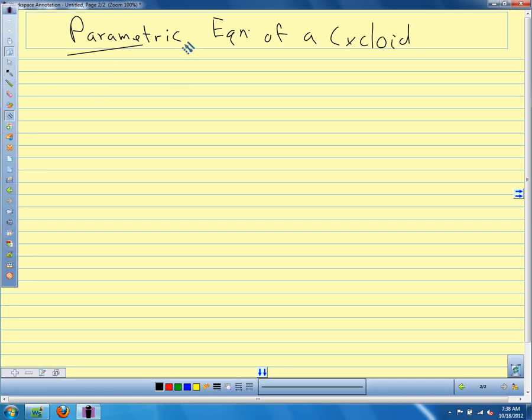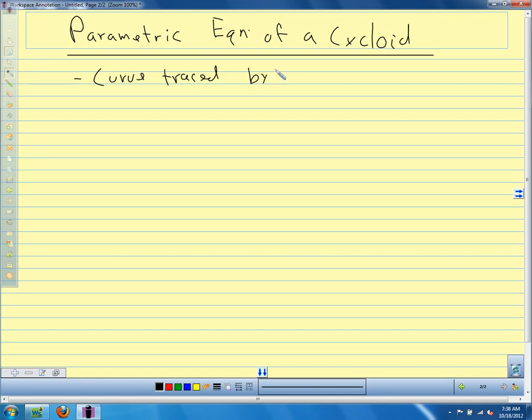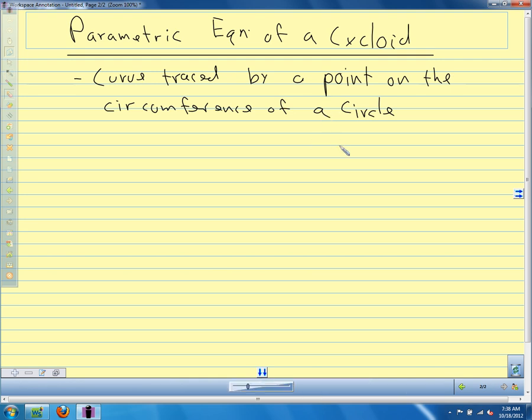And Chris said something about cycloid. How did you describe it, Chris? Cycloid? So a cycloid, it kind of did this curvy thing with his fingers. A cycloid is the curve traced by a point on the circumference of a circle that is rolling in a straight line. So the point is on the circle, and the circle is rolling on a straight line.